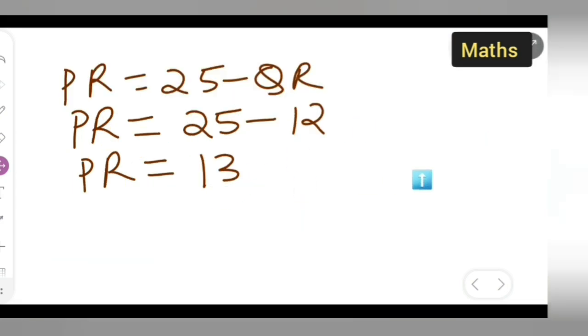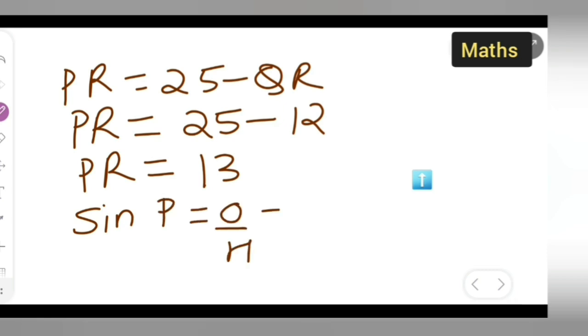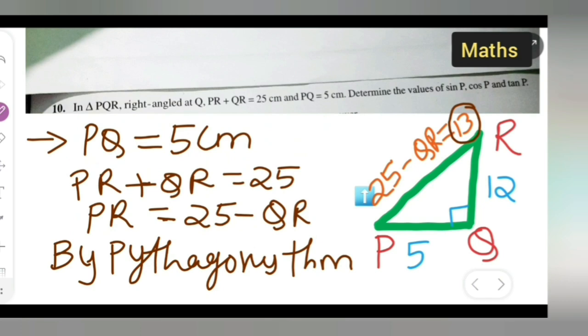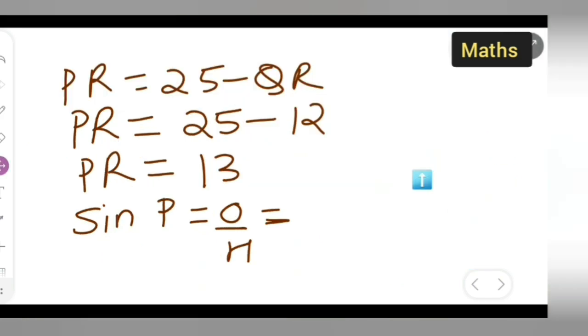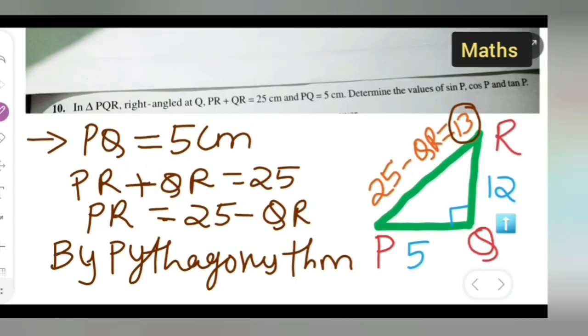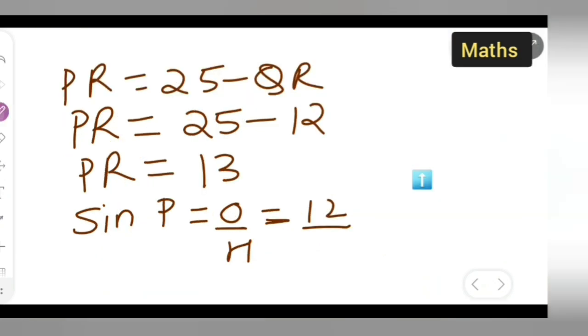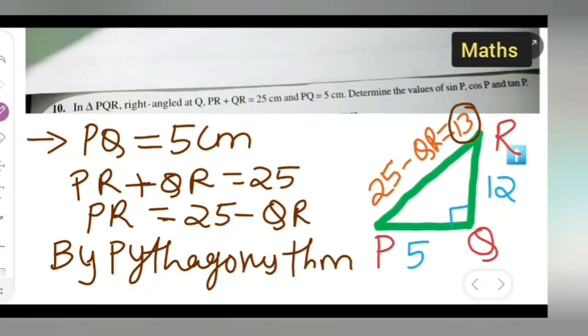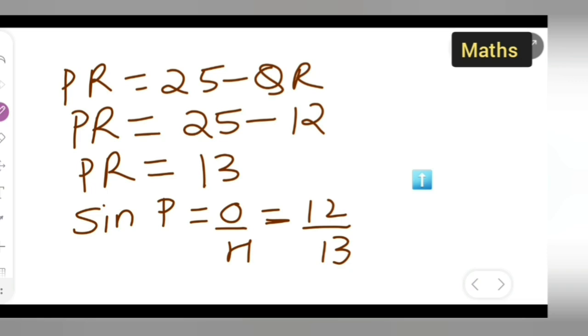Now you can write down sin P. Sin P is equal to opposite upon hypotenuse. Now the opposite of P is what? Opposite of P is QR. So QR is nothing but 12. So I can write down 12 upon, what is the hypotenuse over here? PR is the hypotenuse. So I can write down hypotenuse is 13, right? So what we are getting, sin P is equal to 12 upon 13.